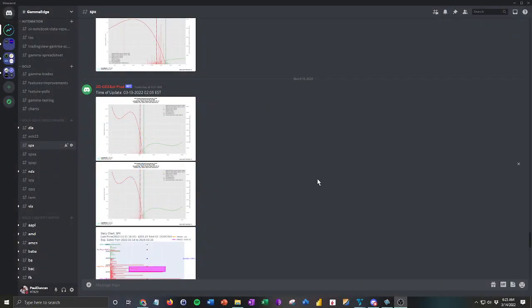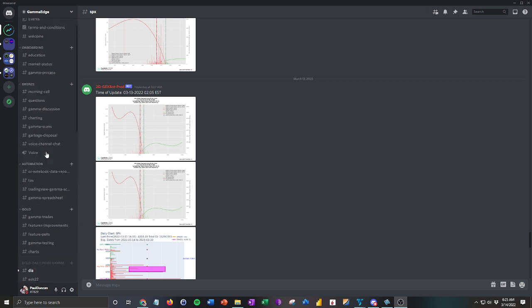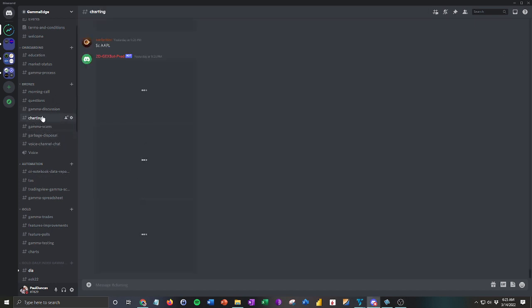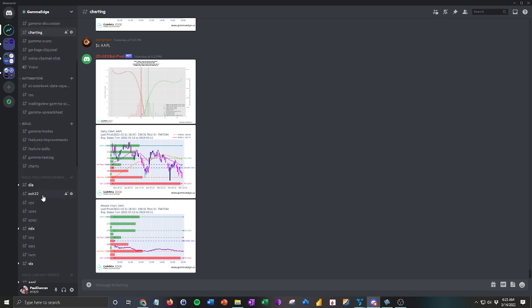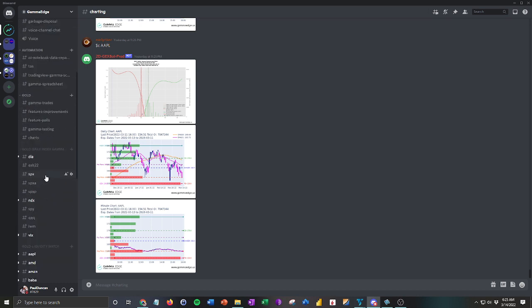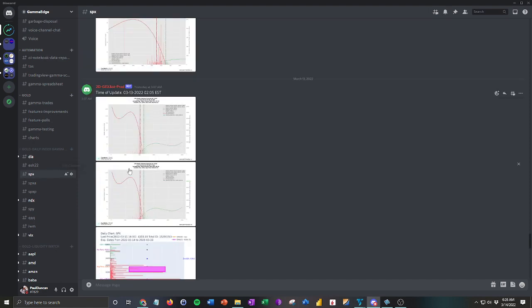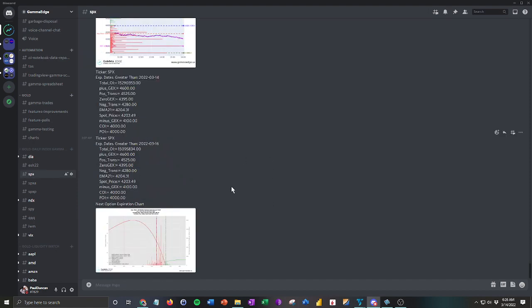Within the GammaEdge Discord, we have two membership levels right now: the gold level and the bronze level. I'm in the gold section right now. Everything that I say here can be accessed if you are a bronze member, so don't fret. You can just run the charts manually up here in the charting channel. But for the gold members, we make it just a little bit easier for you. We populate these charts overnight so that when you start your process in the morning, they're all available to you.